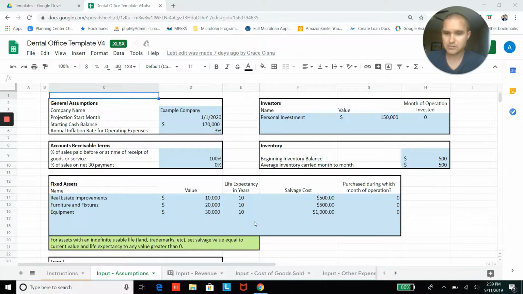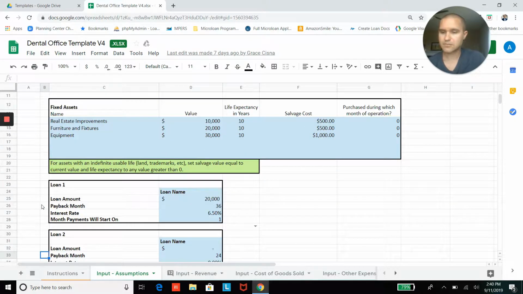So what I want to do now is just walk you through that and give you an idea of what you'd be looking at. So in the first Input Assumptions tab, you can enter in various different assumptions: starting cash balance, start date of your projection. You can add investors, accounts receivable terms, inventory assumptions. Then you can add fixed assets. So this would be like leasehold improvements, furniture and fixtures, and various equipment that you might have. If you are leasing your equipment, you would not be entering that here in your fixed asset section. So this would be just equipment that you're purchasing.